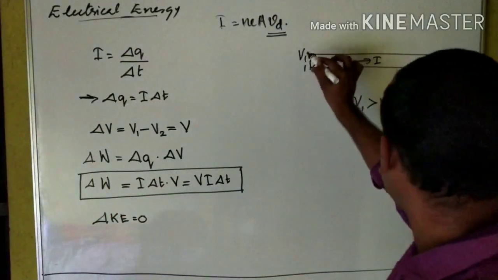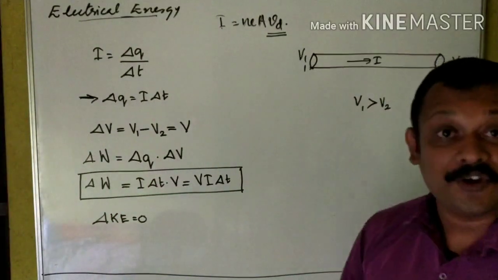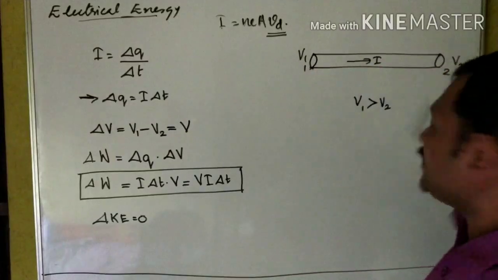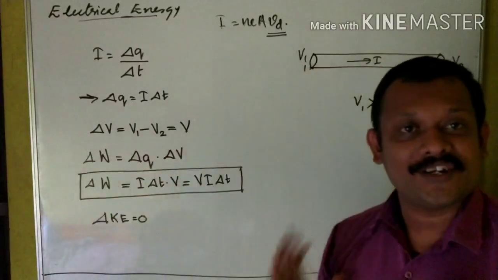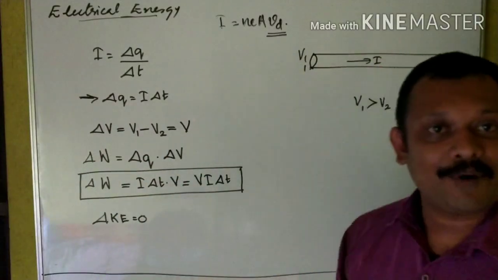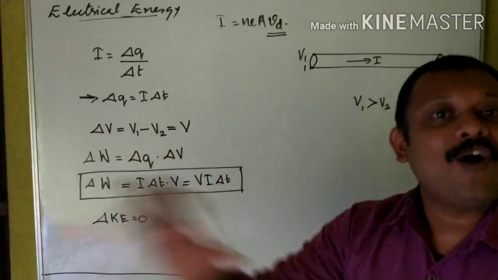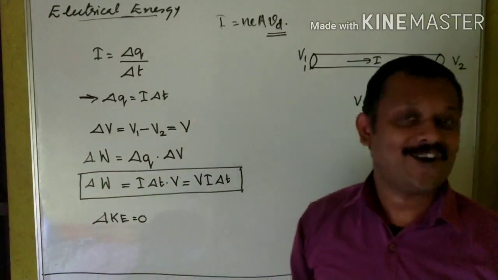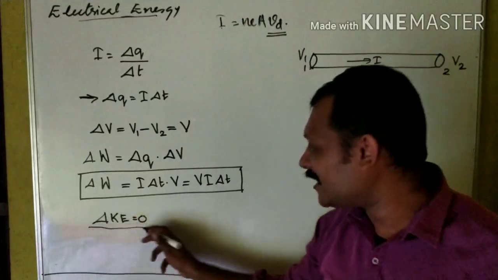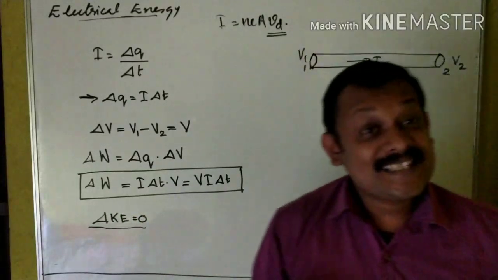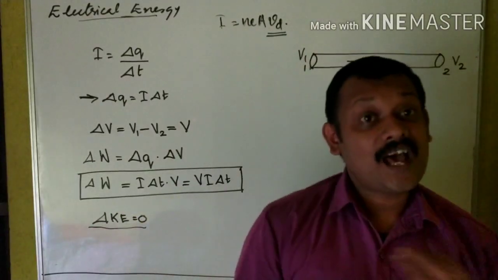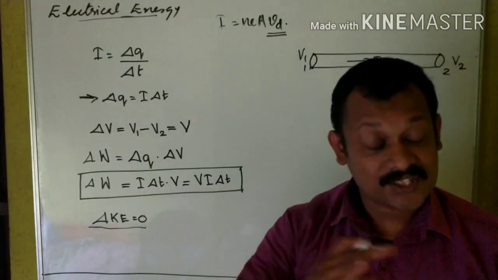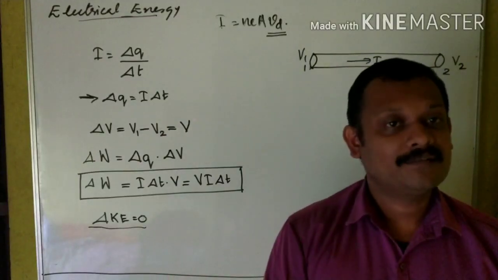As we move from cross section 1 to cross section 2, you can see that V1 is greater than V2, which means there is a decrease in potential energy. What should this account for? No change in kinetic energy, because inside a conductor, charges are flowing with a steady speed called drift speed.